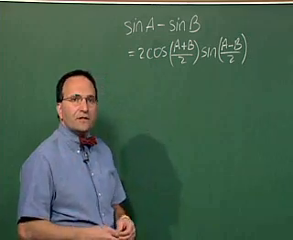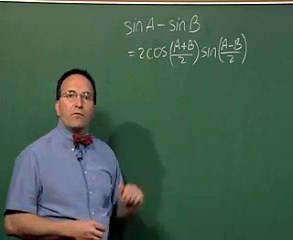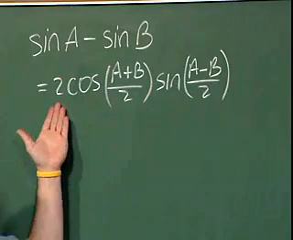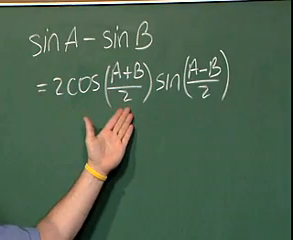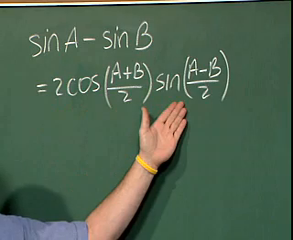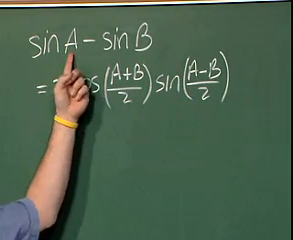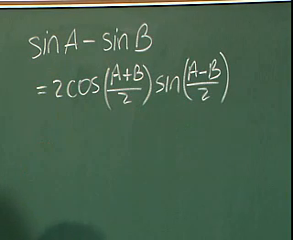Let's find out how you did on this problem. I've written out the formula that you need to use. Sine A minus sine B is equal to 2 cosine of (A plus B) over 2 times sine of (A minus B) over 2. In this case, A is 2 theta and B is equal to 4 theta.